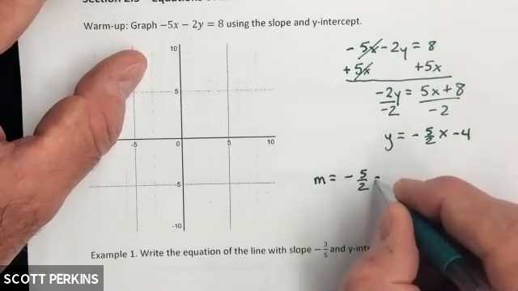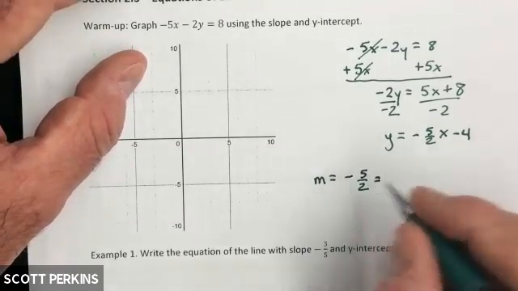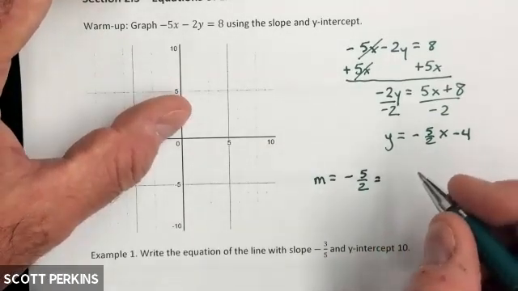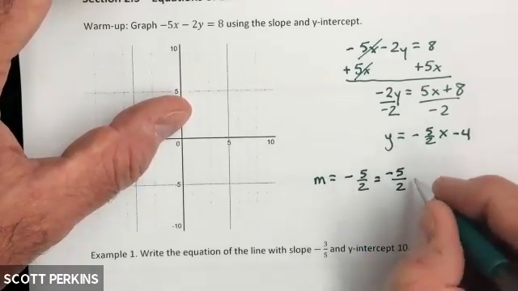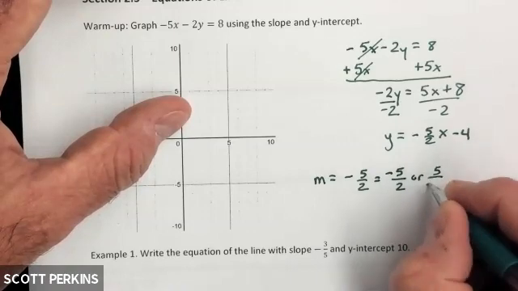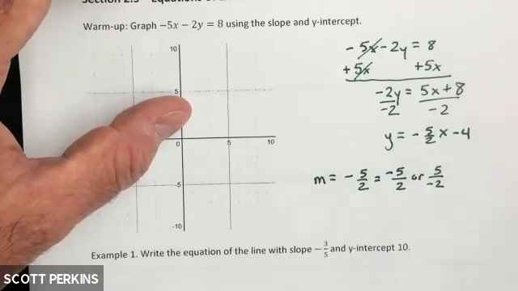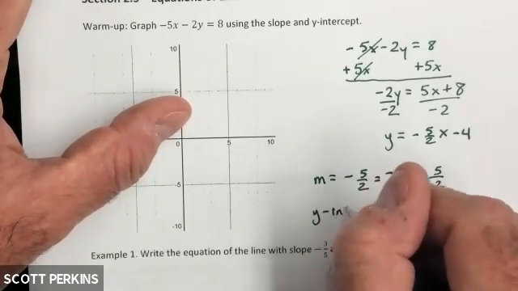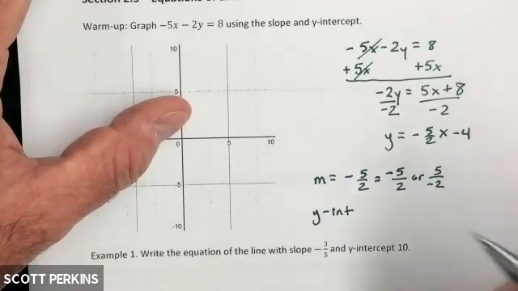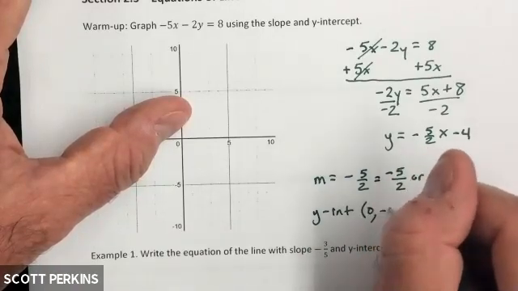Now, something I did mention last time is when you graph that negative 5 halves, you can either put the negative in the top and go in the negative y direction, or you can put the negative in the bottom and go in the negative x direction. It doesn't matter where. Just put it with one or the other and go with it. And then the second thing is, what's the y-intercept? We get negative 4. There we go. So I'm going to write that as (0, -4).